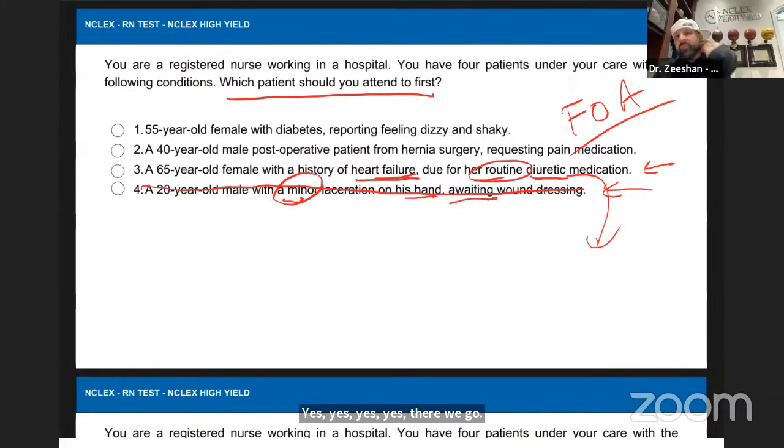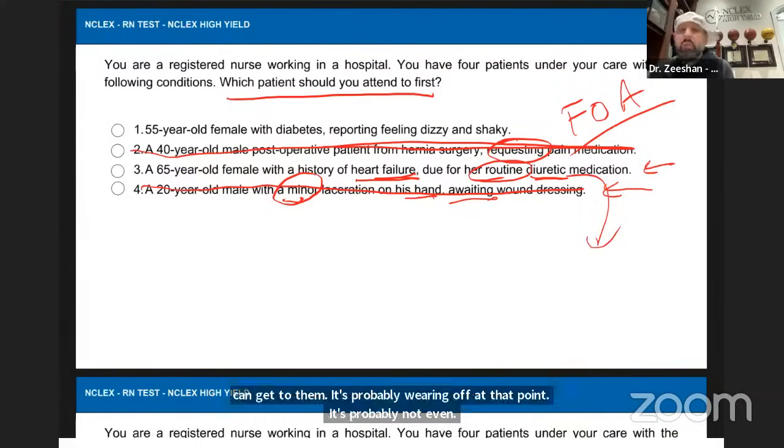40-year-old male post-operative patient from hernia surgery requesting pain meds. Between the 65-year-old with heart failure and diuretics over post-op requesting pain meds. They're not screaming, I've got 10 out of 10. I've got 8 out of 10. No, it's like, can I get some pain meds? Cool. Not freaking out about it, right? Yeah, I would still keep 3/2. They got time. We can get to them. It's probably wearing off at that point. It's probably not even to the point where it's really painful yet, right? Now I'm down to 50-50.